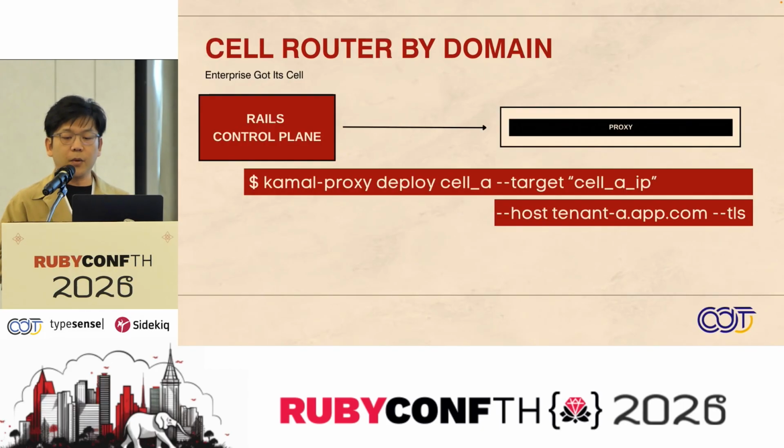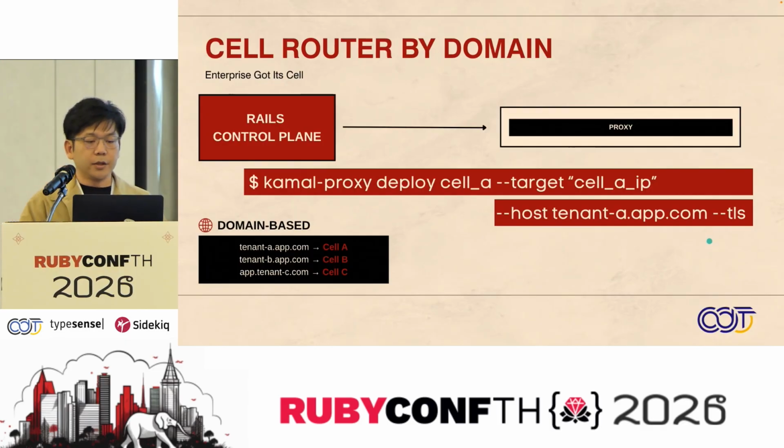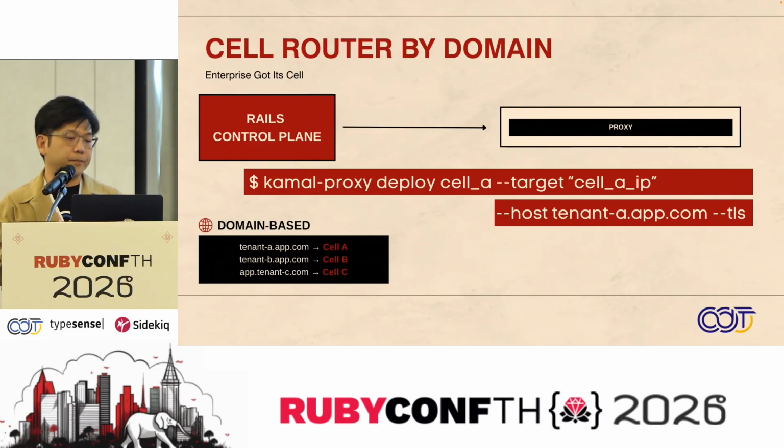To keep it simple, there are really two key pieces of information we have to provide when we update Kamal Proxy. The target, where the cell is: the cell's IP or host, where to actually send traffic. And the domain name, how we reach it, and which host name or domain should be routed to that cell. So we can have domain-based routing.